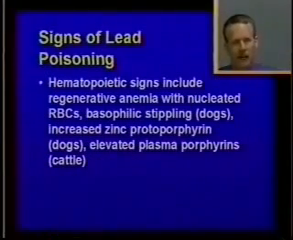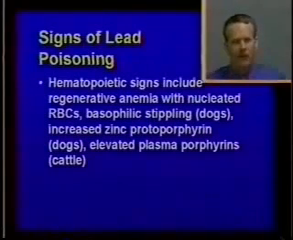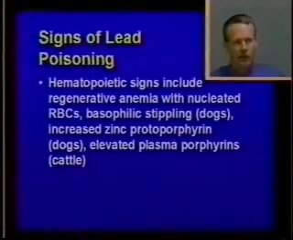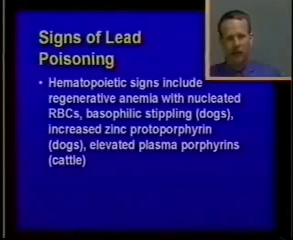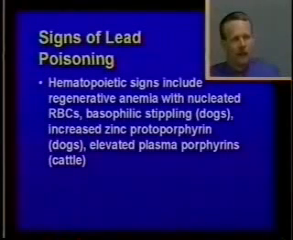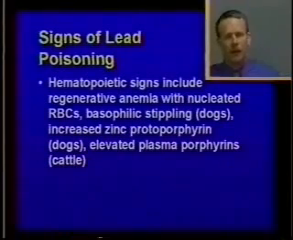And the hematopoietic signs of lead vary somewhat with the animal that's affected. All animals will exhibit an anemia with nucleated red blood cells that are present in excess of what you would expect from that anemia. Dogs will often present with prominent basophilic stippling of the red blood cells and increased zinc protoporphyrin in their plasma. Cattle will often exhibit increased levels of porphyrins in their plasma, and their plasma may fluoresce because of this if you hold their plasma under a black light.